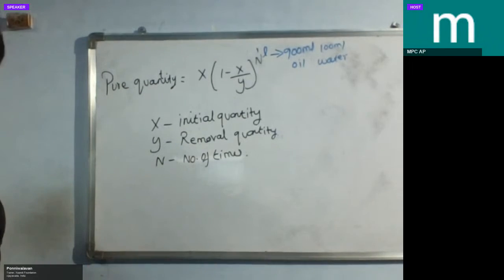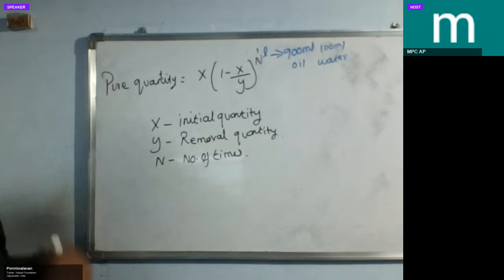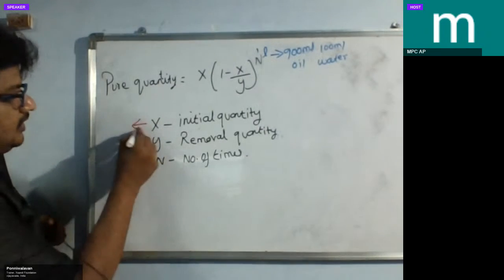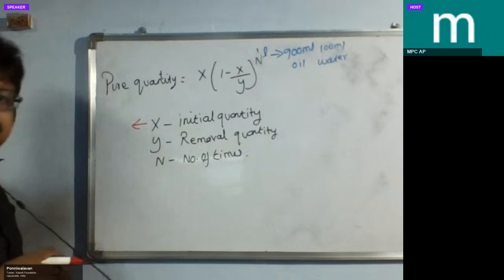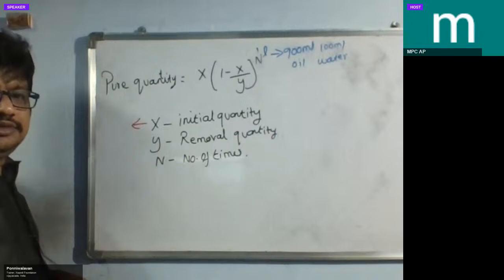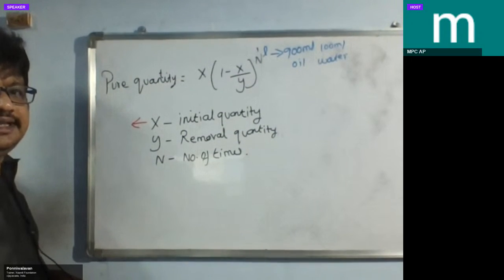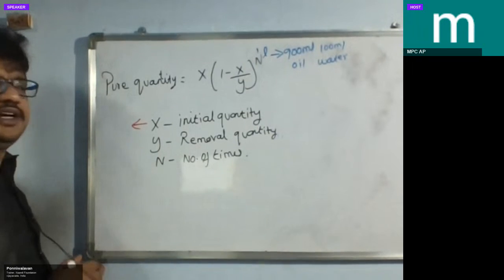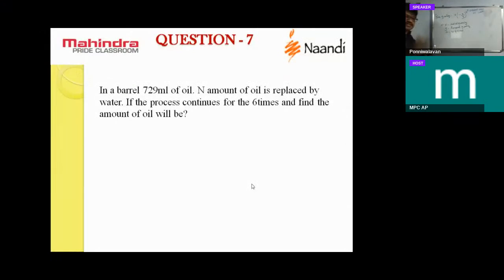Okay, for this question, can you tell me what is the total amount we are having? Just check this question and tell me. In this question, what is the initial quantity? 729. Initial quantity is 729.